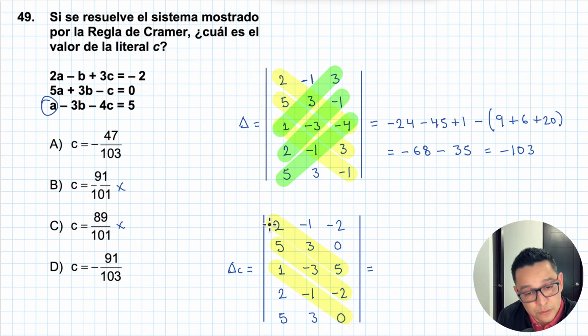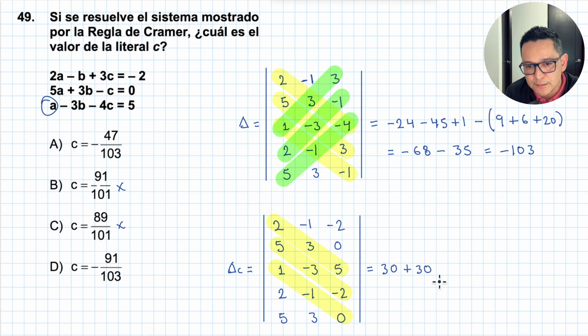2 times 3 is 6, times 5 is 30. Then 5 times negative 3 is negative 15. And times minus 2 is plus 30. Remember, if I make a mistake, correct me. 1 times negative 1, negative 1 times 0, 0. It's easier, as I was saying, because there's a 0.